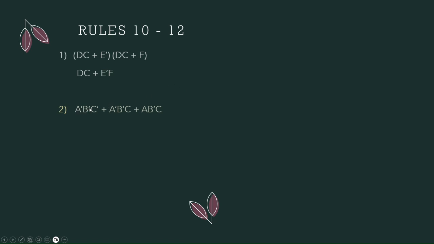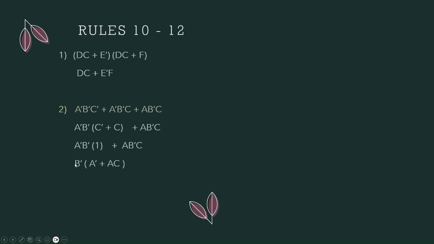So we have A naught, B naught, C naught, plus A naught, B naught, C, plus A, B naught, C. So I kind of pulled out the A naught, B naught because it's common in both of these. And then you're left with C naught plus C, and C naught, anything not plus itself is a 1. And then I just pulled that down. So we have A naught, B naught times 1 plus A, B naught, C.